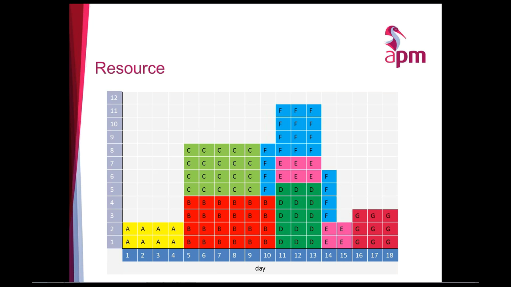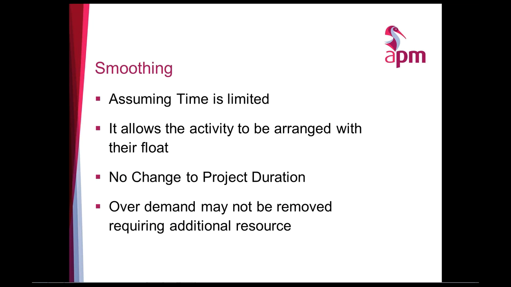One of the things we do as a scheduling activity is try to address these problems. There are 2 methods we can use to address this poor utilization of resource. One's called leveling, and the other one is called smoothing. Smoothing assumes that time is limited, so our end date is constrained and can't move. What it does is allow us to move, extend, or split each of the activities within their own float, so it's within the free float. It doesn't affect the project duration.